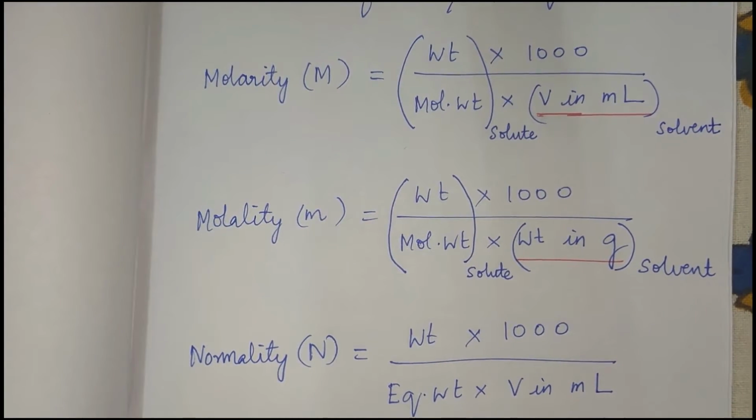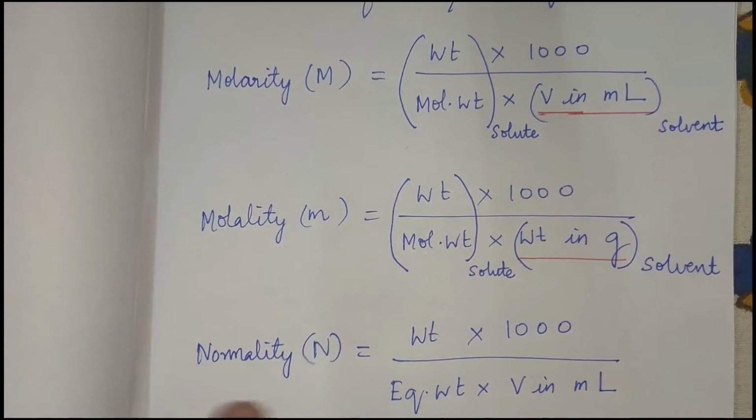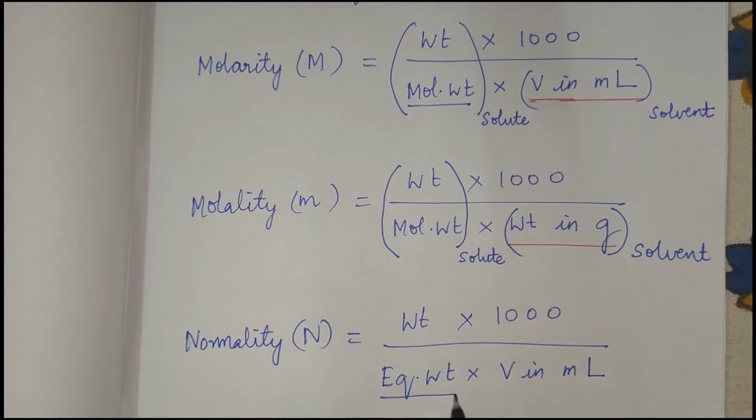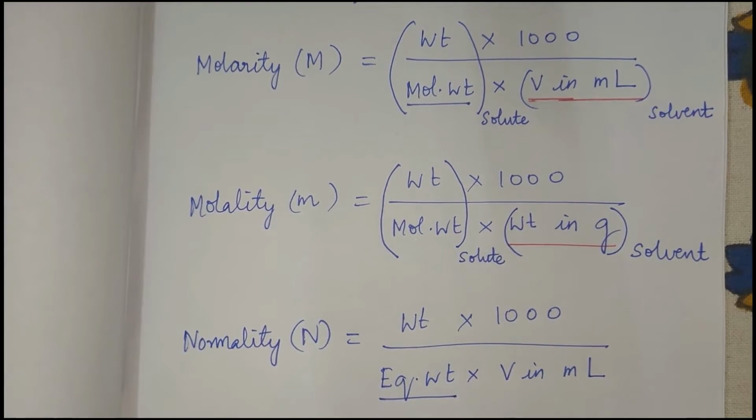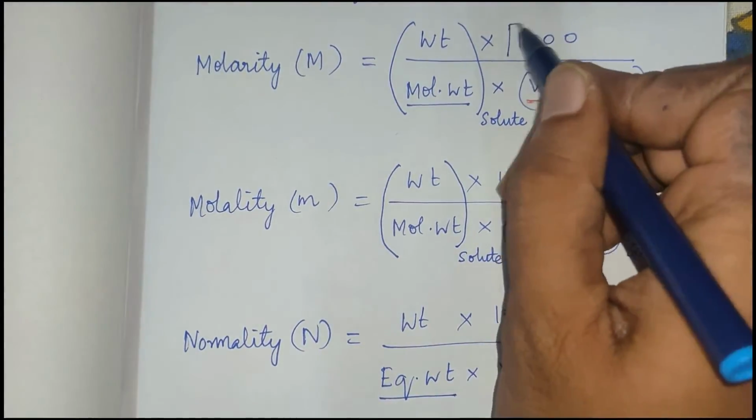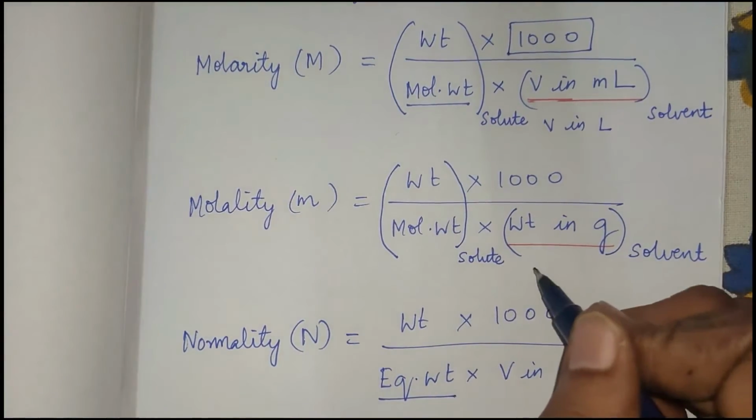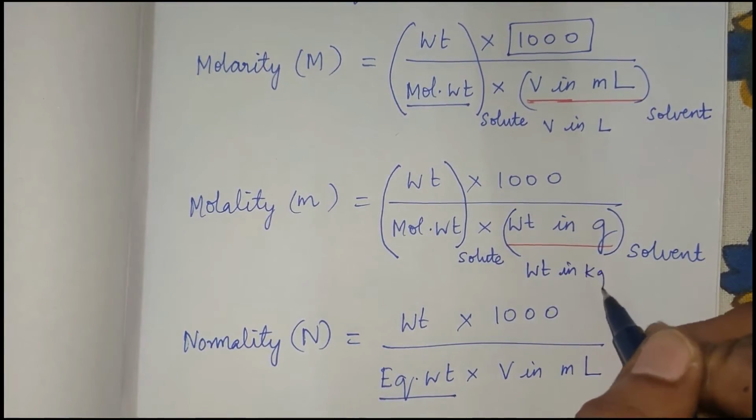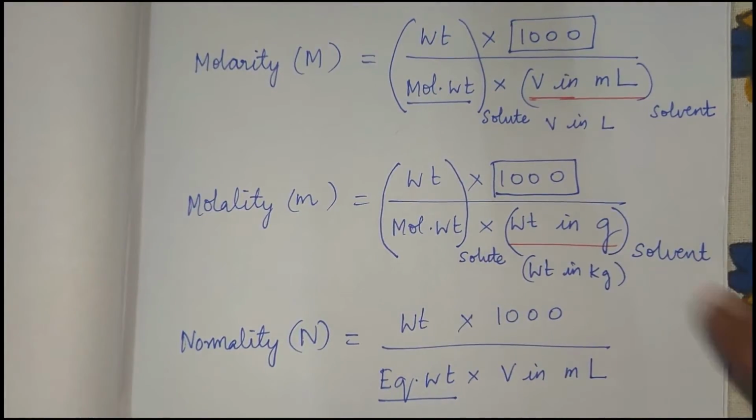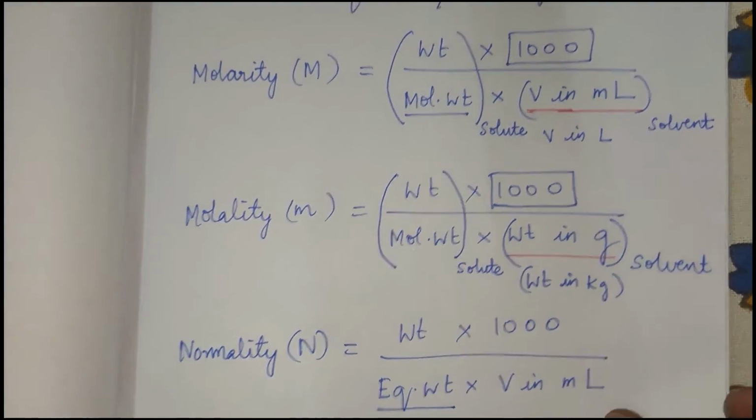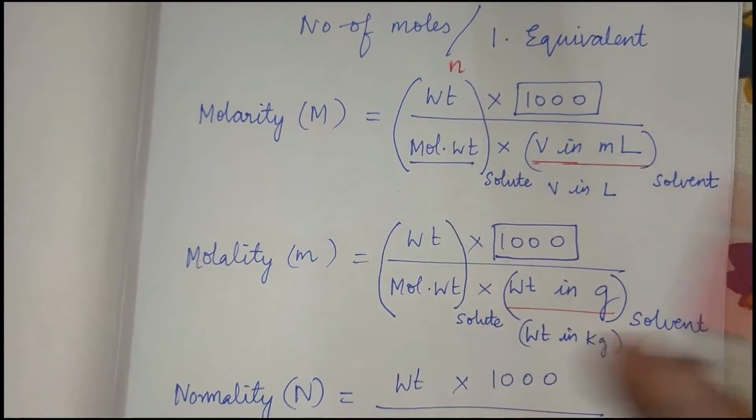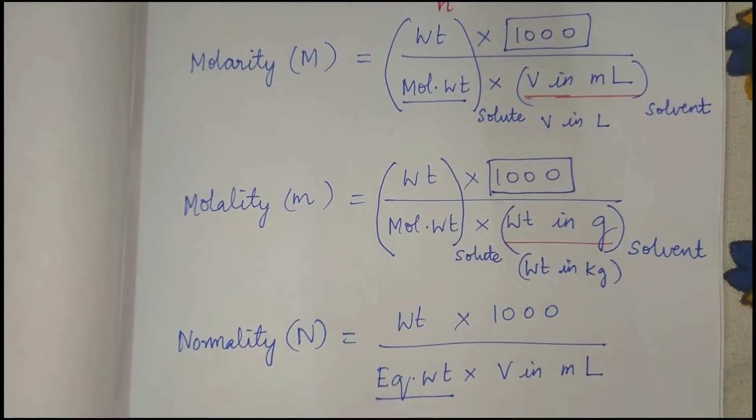Remember that. Now when you compare molarity and normality, you have volume only, but instead of molecular weight, here you are going to have equivalent weight. And one more thing I am going to say, if the volume is going to be in liters, here you will not be putting this 1000. Here also, if the weight is going to be in kilogram, here you will not write 1000. So remember that. Instead of weight by molecular weight, you can just write it as number of moles, because number of moles is nothing but weight by molecular weight, right?